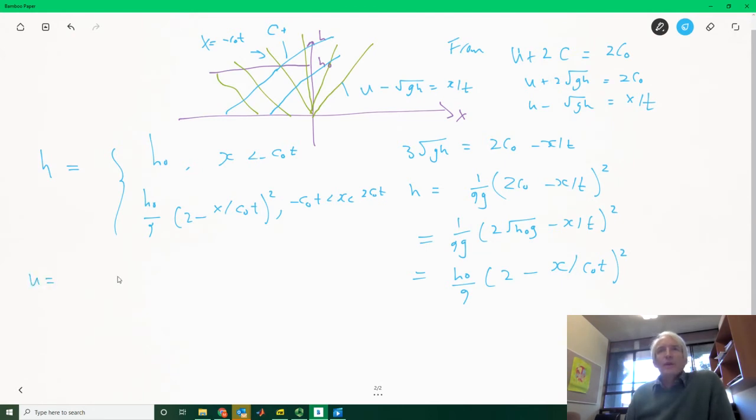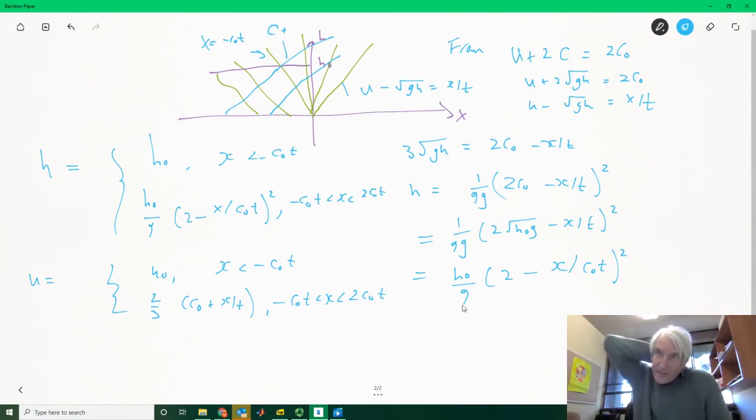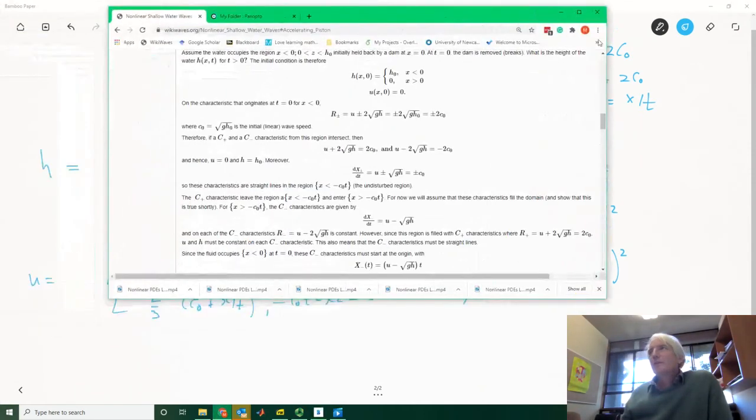And likewise, we can find out that U is equal to U naught if X is less than minus C naught T, and it's equal to 2/3 C naught plus X over T. Okay, rearranging this equation here. All right, so all good. And there's the solution written down. So I'm going to just quickly show you the solution here as well.